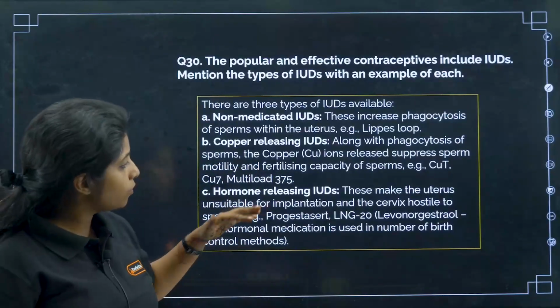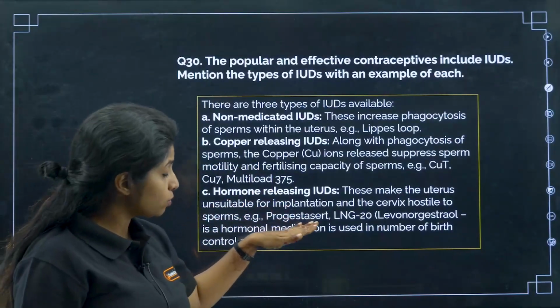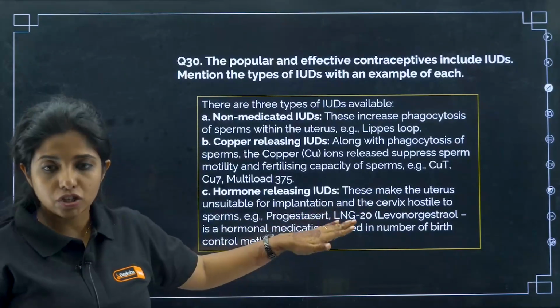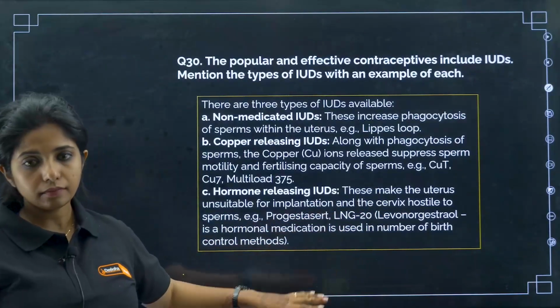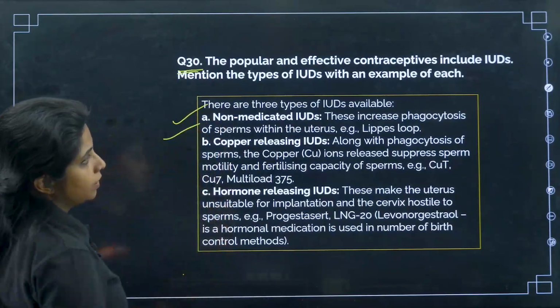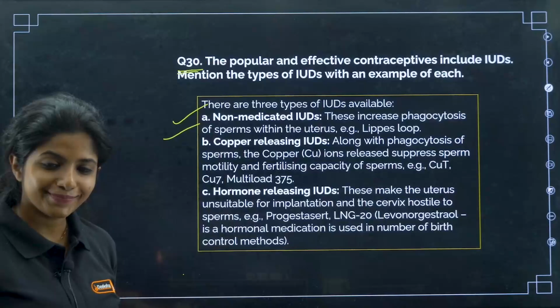Okay. Now, hormone releasing IUDs, these make the uterus unsuitable for implantation and cervix hostile to sperms. Example progesterone, LNG-20 and everything. Cool. This is question number 30, my dear children, and these are the things that you need to remember.